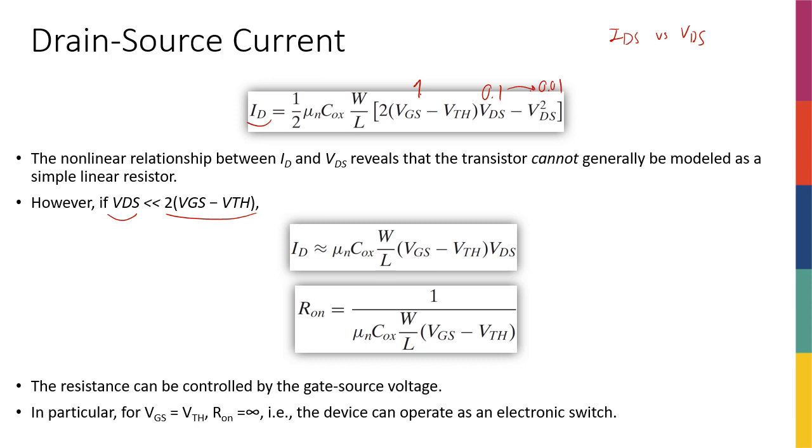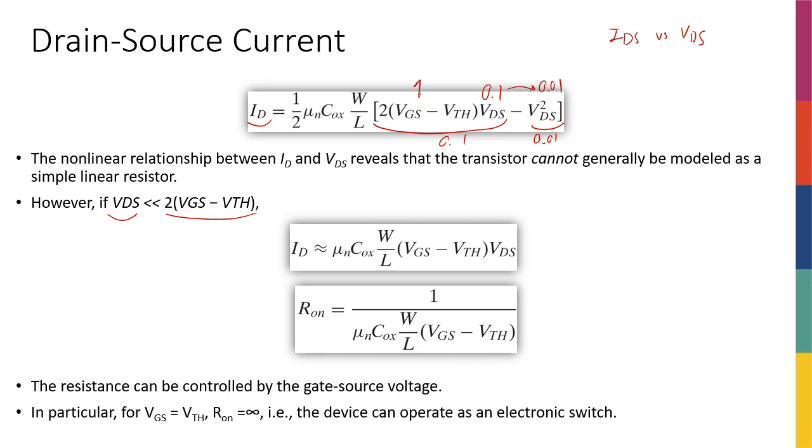Now you can see that this is going to be 0.1, this is 0.01, so this term is going to be much smaller than this term. So I can approximate ID to be almost equal to mu n C ox W over L times VGS minus VTH times VDS. So the VDS squared goes away. By the way, if you're wondering where the 1 over 2 goes, once this goes away, the 2 and 1 over 2 cancel out each other, right? So what I'm trying to say is that inside the bracket, I can ignore this as long as VDS is a small voltage.